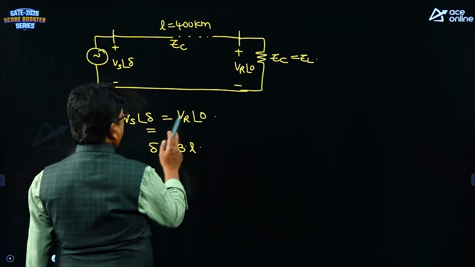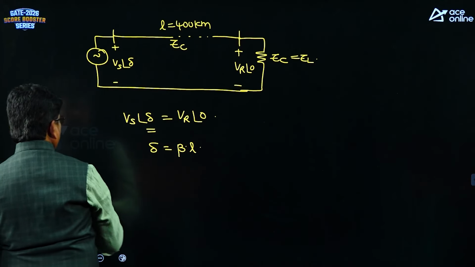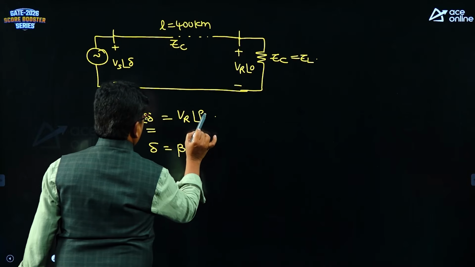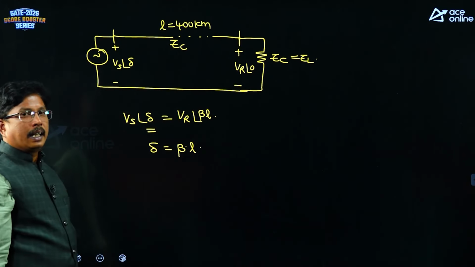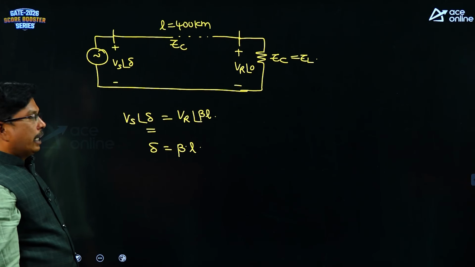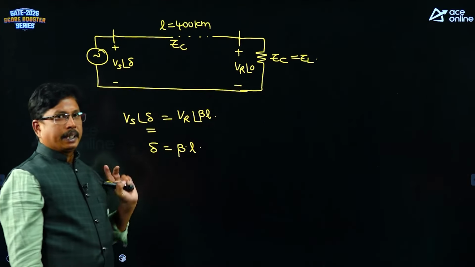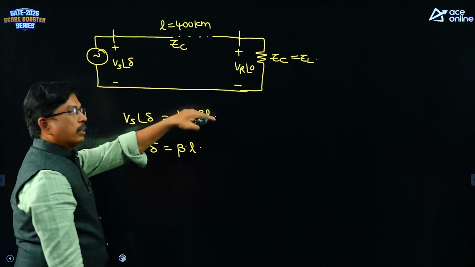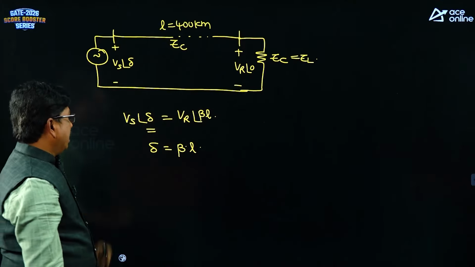Means Vs at an angle of delta is equivalent to not Vr at an angle of 0, it should be Vr at an angle of beta L. That's the perfect way to write. Vs at an angle of delta is equivalent to Vr at an angle of beta L. Then delta is equivalent to beta L. That's the perfect way to write, not 0. If you write 0, delta is equivalent to 0. That's not correct. Delta is equivalent to beta L.